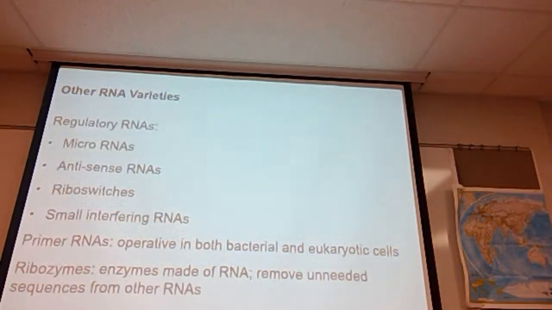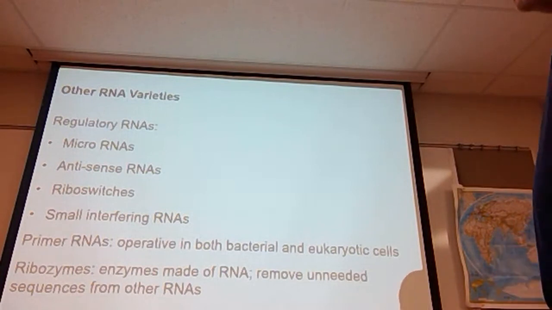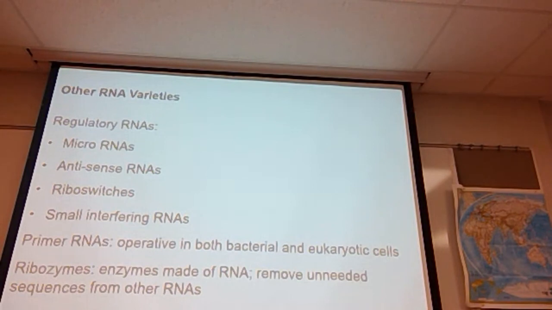Some varieties of different RNAs. There are microRNAs. These are small pieces of RNA found within certain organisms. There's antisense RNA. There's riboswitches, and there's small interfering RNAs. All of these play a role in protein production as well as protein and DNA regulation.